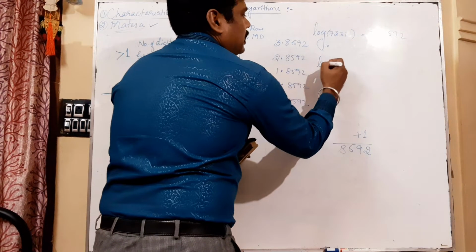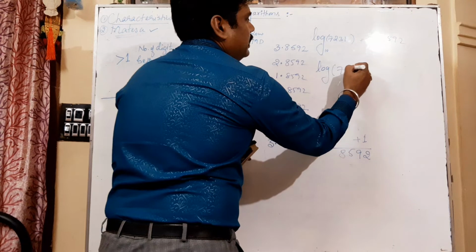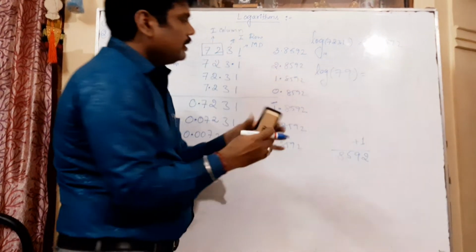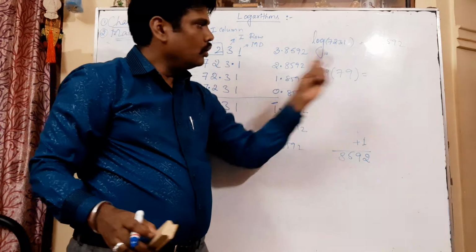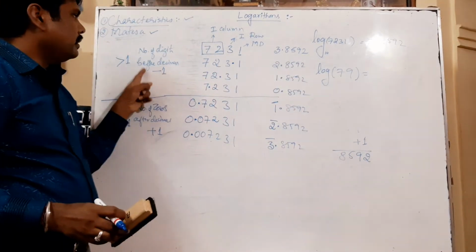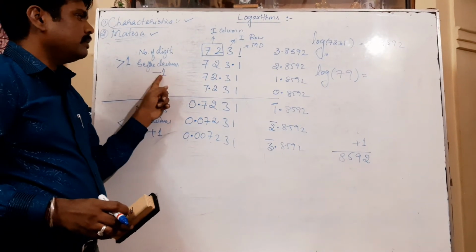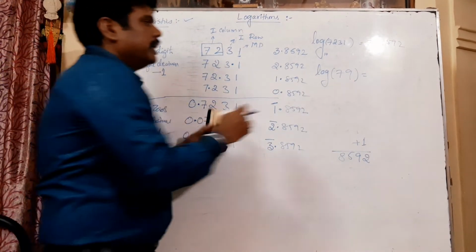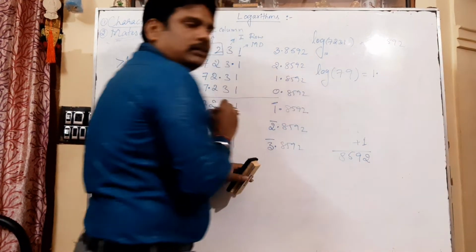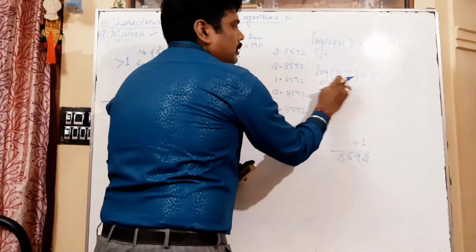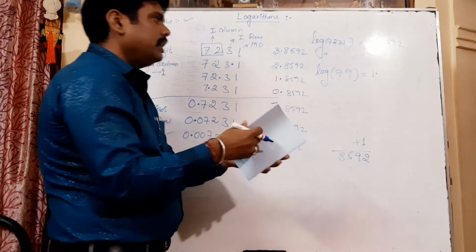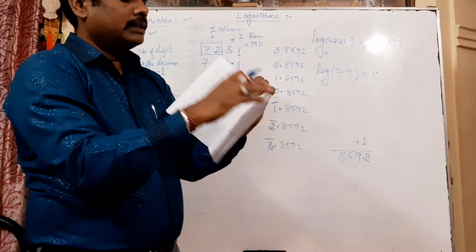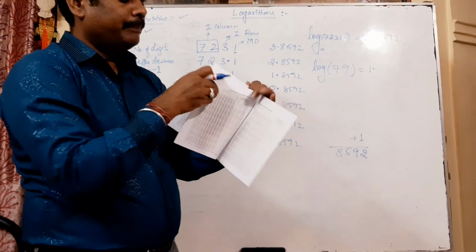If I want to write the logarithmic value of 79, how many digits are here? Only 2 digits. What is the rule to apply here? Count the number of digits before the decimal, which is 2 digits, and subtract 1. It means 1 point. Then you take the 79 in the first column of this book while writing the mantissa.